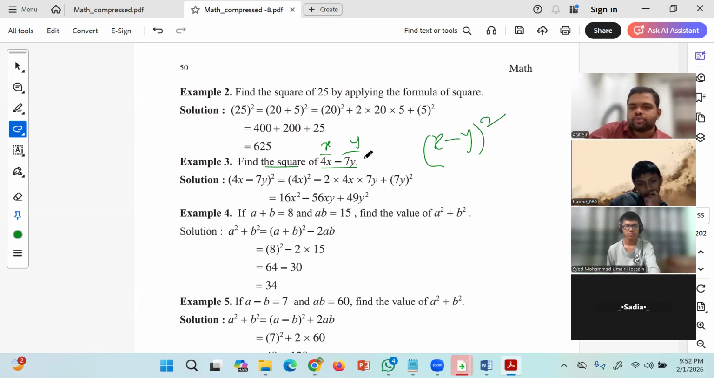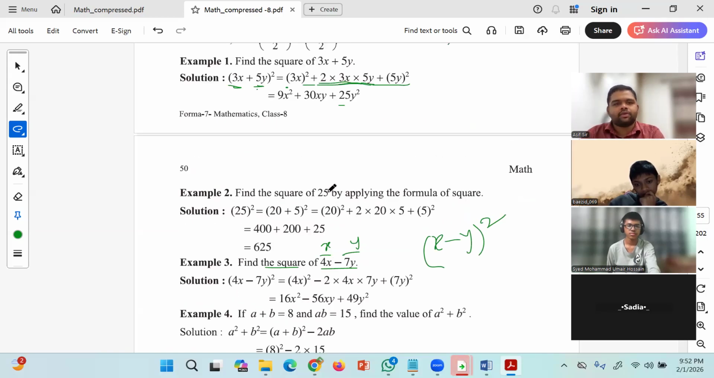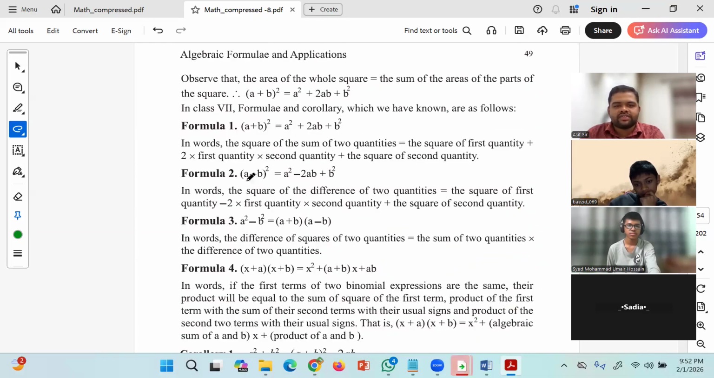That means we have to use the formula of x minus y, considering 4x as x and 7y as y, isn't it? Very simple. Okay, how can we do this? What is the formula of x minus y whole square? I think you already know the second formula, which is a minus b whole square equals a square minus 2ab plus b square. This is the formula of a minus b whole square. If you use x minus y, then it will be x square minus 2xy plus y square, nothing else.